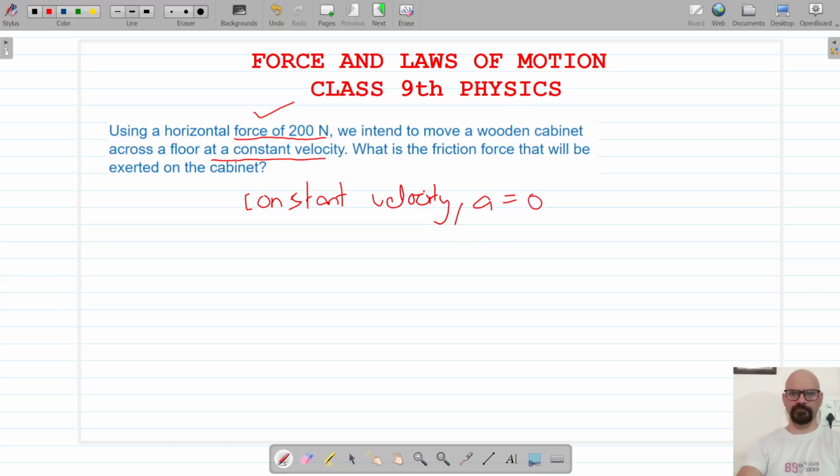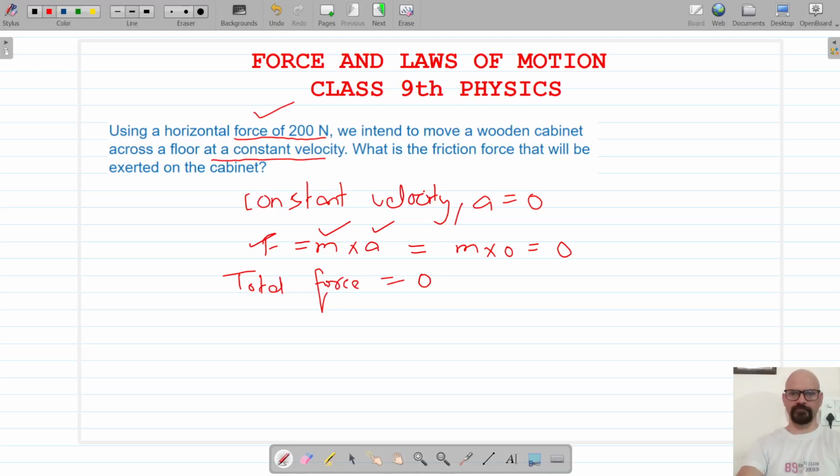Now, because the acceleration is zero, the net force will also be zero, because we know that force is equal to mass times acceleration. Here the acceleration is zero, and the mass cannot be zero, so m times zero is equal to zero. So the net force on the object, or the total force on the body, is zero.